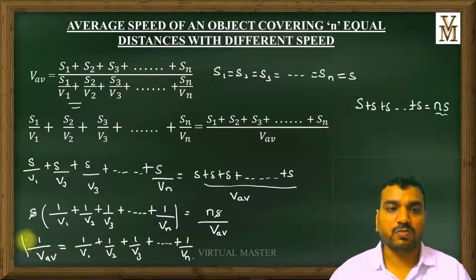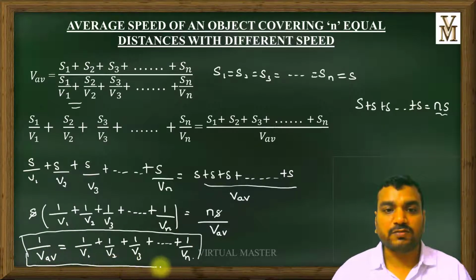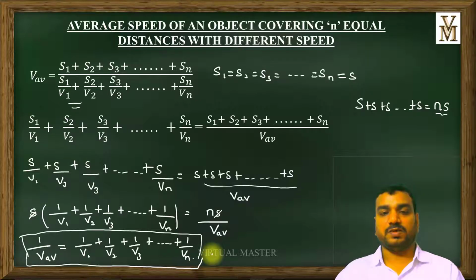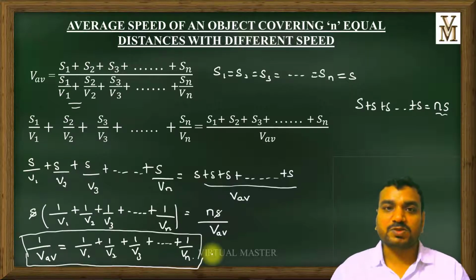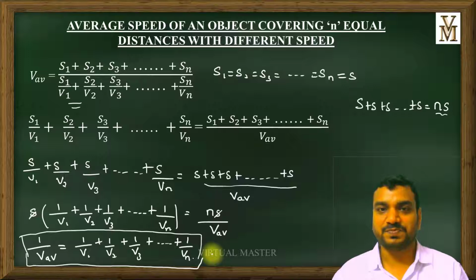Okay, this is the formula for average speed of an object covering same distances or equal distances but with different speeds. Okay. I hope everyone has understood how to derive the formula for average speed of an object covering unequal distances and equal distances with different speed.